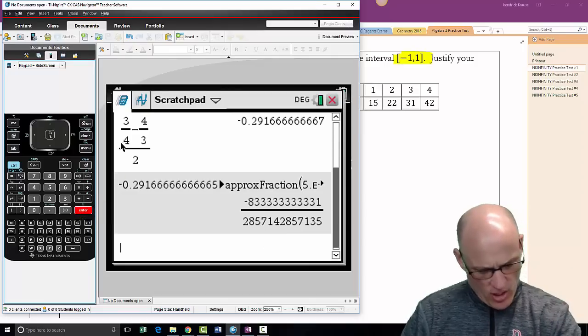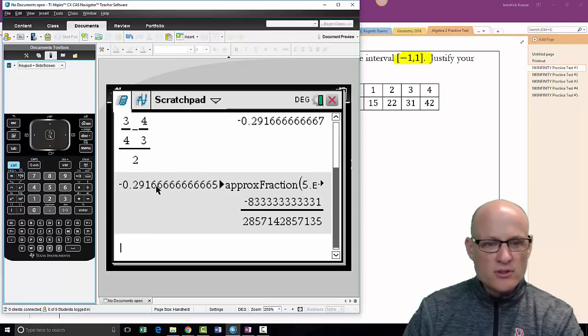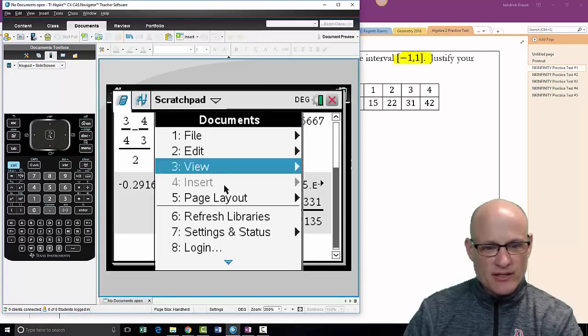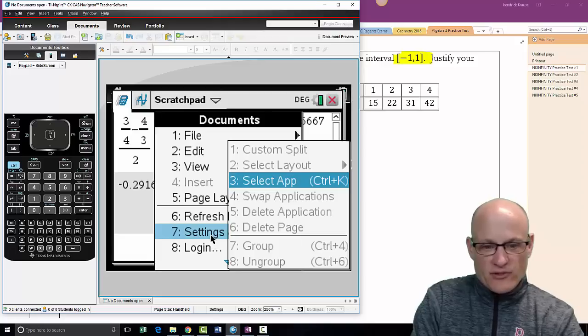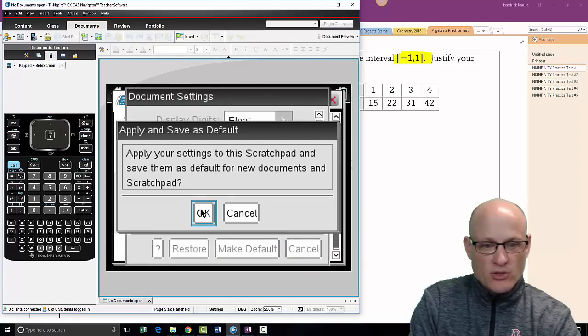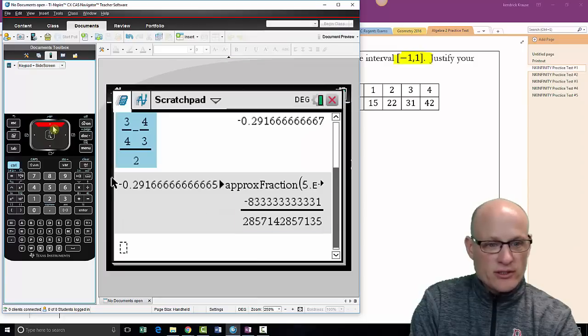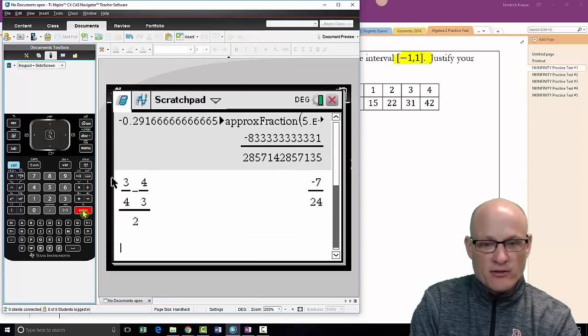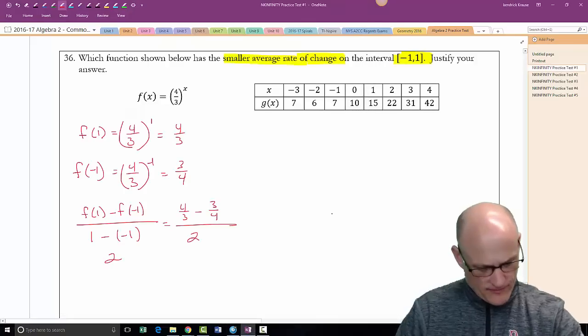Why is it doing that? That's awful. Let me change this back. Sometimes, I tell you, I love this calculator in most cases, but sometimes when you change it to approximate, let's go back to auto, make default. Okay. So let's go ding, ding, ding, ding, ding. I think it'll turn out to be nice now. It's negative 7 over 24. There it is.